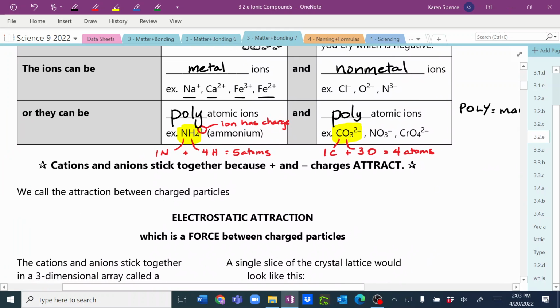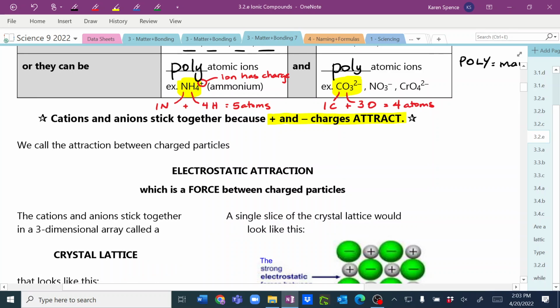Cations and anions stick together because positive and negative do what? Positive and negative attract. There is a special word for that kind of attraction. If I have attraction between the Earth and this pen, what kind of attraction is that? That's gravitational attraction, yes? When you have a positive and a negative charge, that is not gravitational attraction. We call it electrostatic attraction, okay? So the attraction between charged particles is called electrostatic attraction.